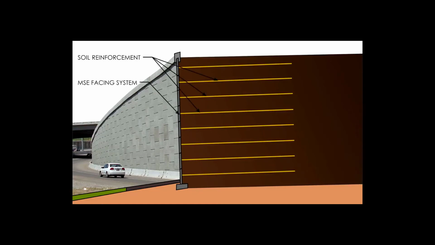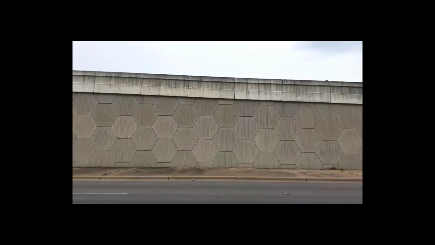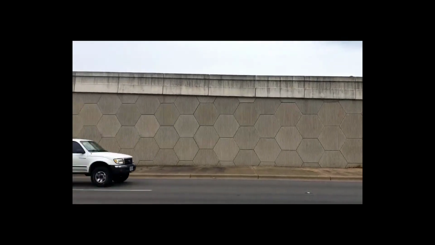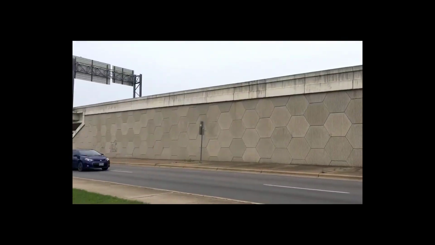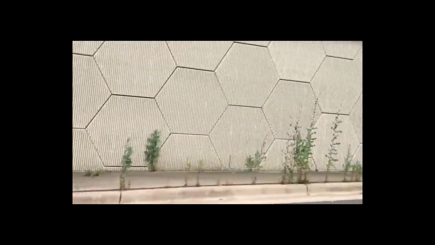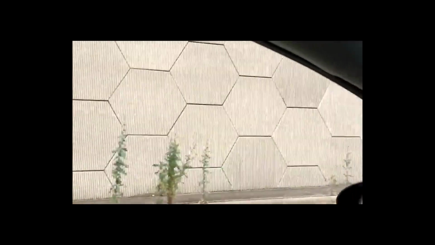Compacted soil is added in layers with reinforcing elements in between each layer. Most MSE walls have a facing of interlocked concrete panels, usually with some kind of decorative pattern, and these facing systems are what make them so recognizable. Anytime you see a vertical wall of tessellated concrete panels, you can almost be sure that there's reinforced earth behind it.